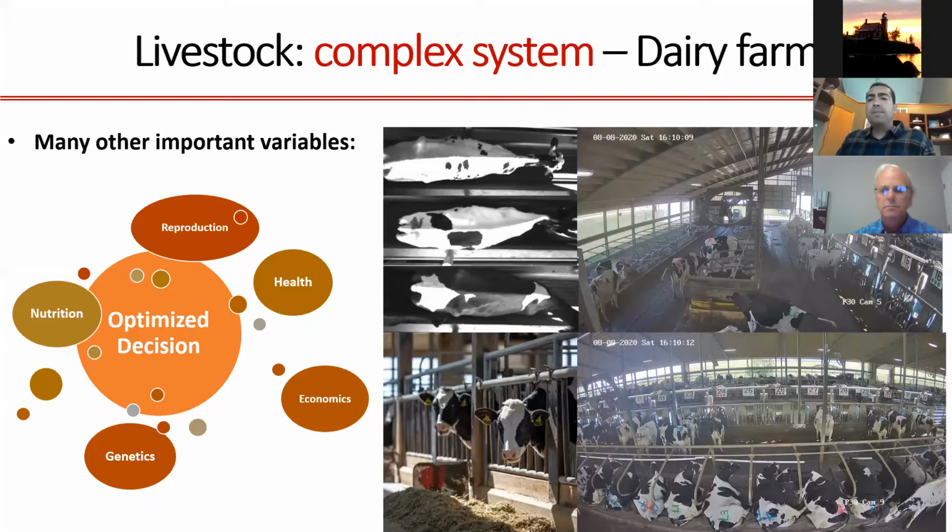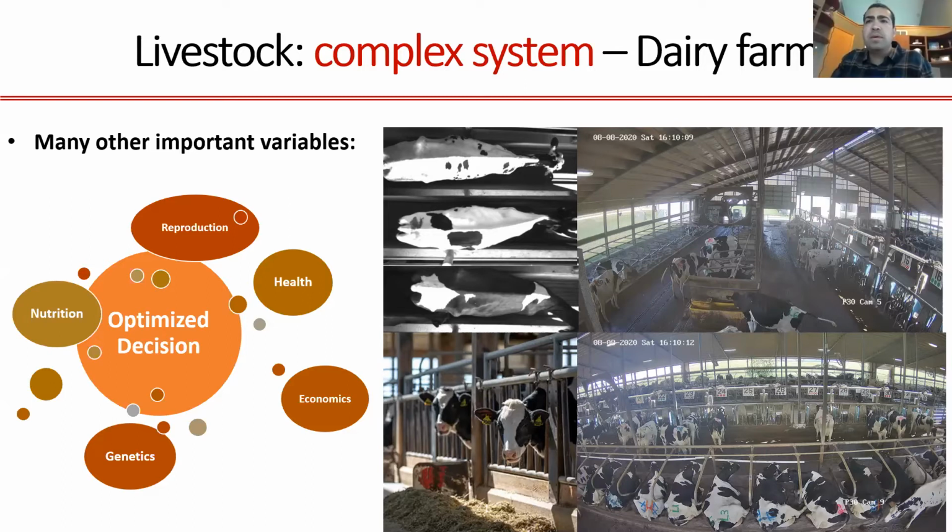So, before we dive into the computer vision and the precision livestock farming, the sensor technology, it's very important to remember why we are doing this. A dairy farm and a beef cattle feedlot operation are complex systems because the amount of information that is used and collected every day is not small. And the overall goal of collecting those variables is to have optimized decisions. That's what we want to do at the end of the day.